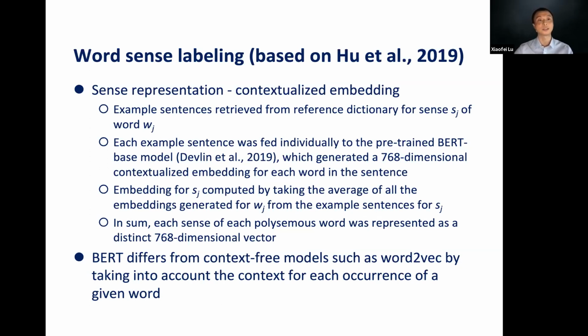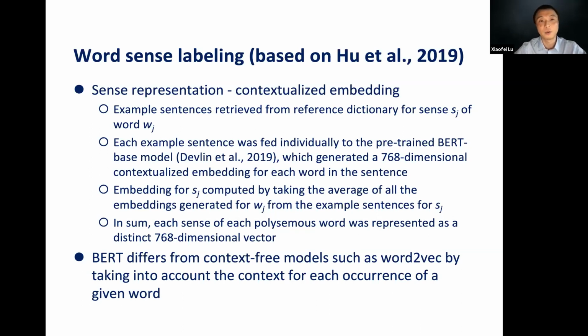First of all, we do a sense representation for which we use contextualized embedding. This is done by training our model. We do this using the example sentences in the reference dictionary for training. So first, as we said already, we retrieve all the example sentences from the dictionary for each sense of each polysemous word.